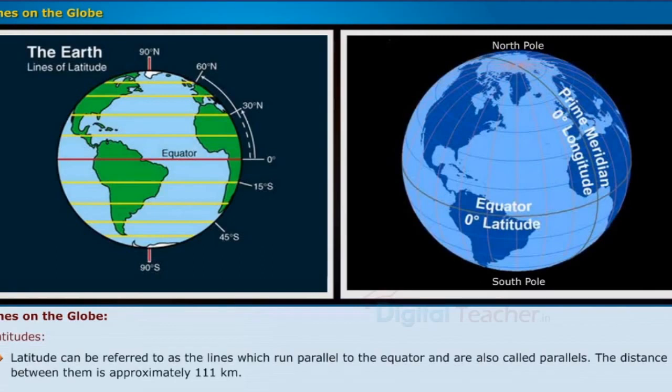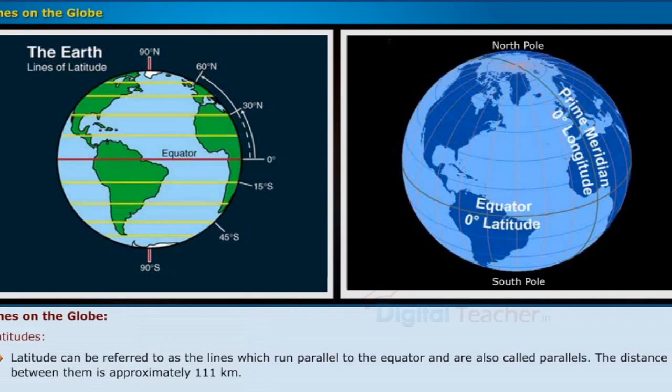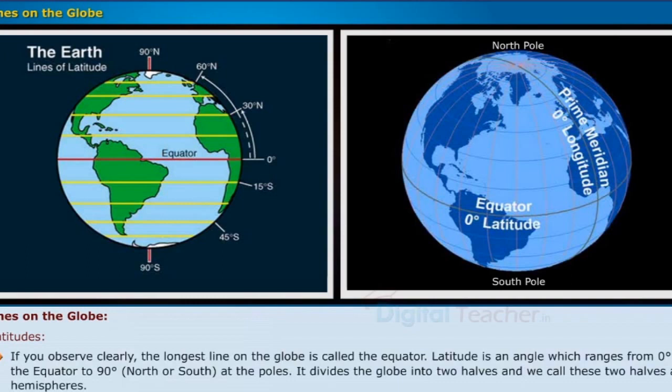Latitudes. Latitude can be referred to as the lines which run parallel to the equator and are also called parallels. The distance between them is approximately 111 kilometers. If you observe clearly, the longest line on the globe is called the equator. Latitude is an angle which ranges from 0 degrees at the equator to 90 degrees north or south at the poles. It divides the globe into 2 halves, and we call these 2 halves as hemispheres.